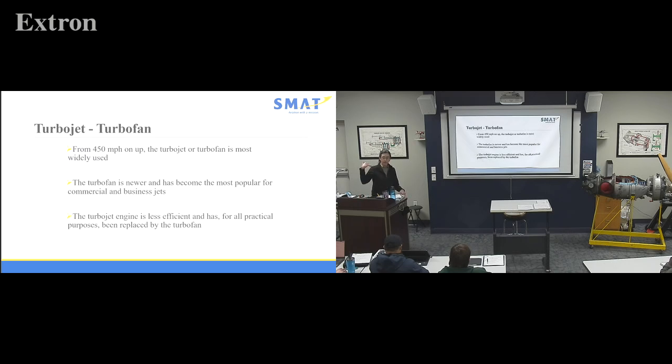Once you get beyond a 450 mile per hour requirement, then you use turbojet or turbofan. Turbofan is newer and is most popular for commercial and business jets. And as Kirk mentioned, also military, because with the fan you can have all kinds of afterburner stuff going on. And the turbojet engine is less efficient, and for all practical purposes you can think of it as being replaced by the turbofan.